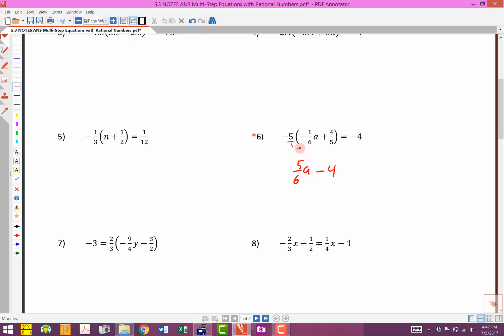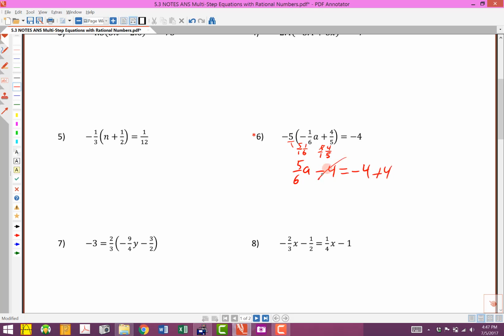And if you needed to show a little bit of work right here, 5 over 1 times 1 over 6, so there's the 5 over 6. 5 over 1 times 4 over 5, cancel the 5, so there's the 4. Go ahead and do that. So we've distributed through, and then over on the other side we've got this negative 4. I need to isolate the variable term, so I want to get rid of subtracting 4, so I'm going to add 4.